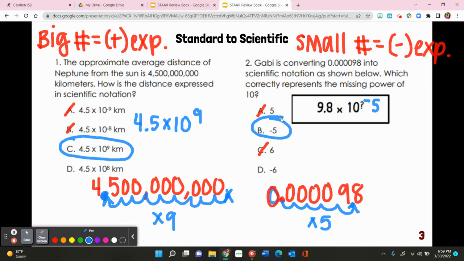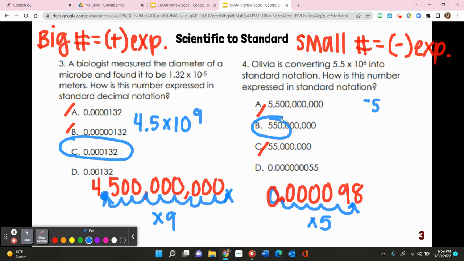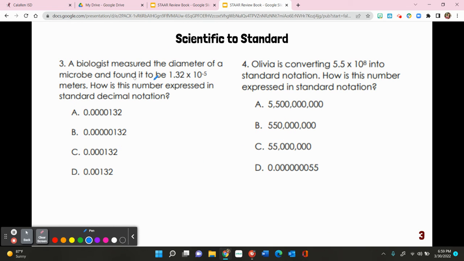So that was going from standard to scientific. Now let's go ahead and look at going from scientific to standard. So going from scientific to standard, we're going to look at number 3. It says a biologist measured the diameter of a microbe and found it to be 1.32 times 10 to the negative fifth power meters. How is this number expressed in standard decimal notation?